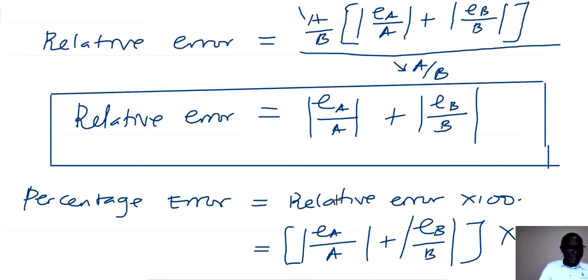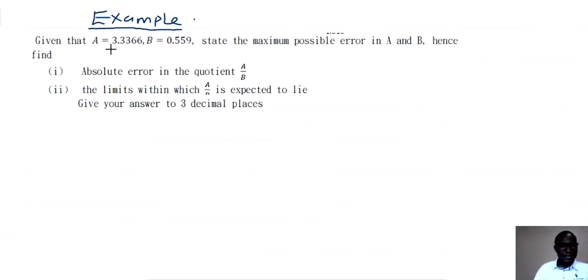Right after that, we can now have an example. Given that A is equal to 3.3366 and B is equal to 0.559, state the maximum possible error in A and B. In other words, they need us to find the tolerance error in both values.